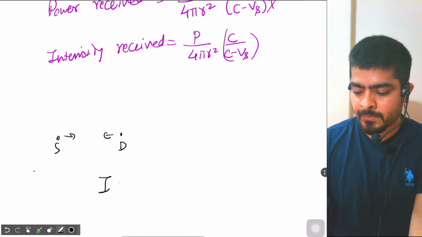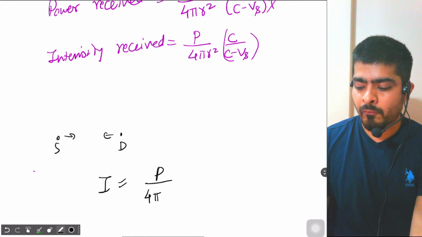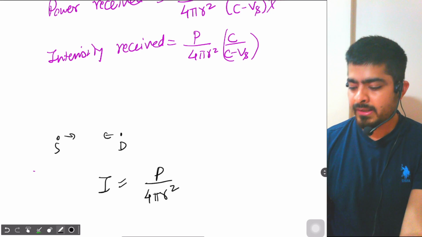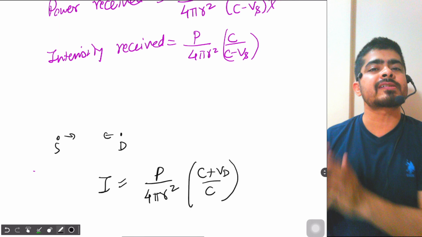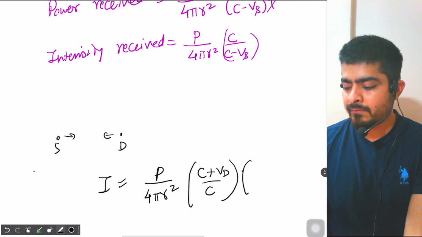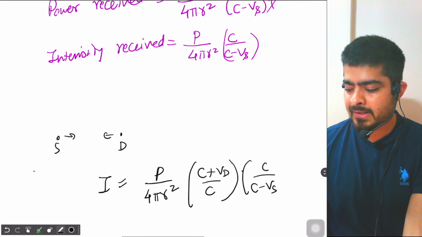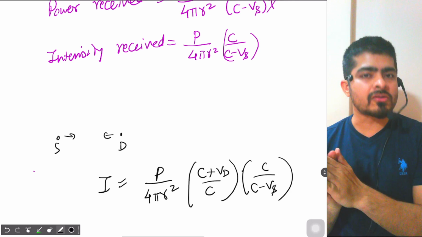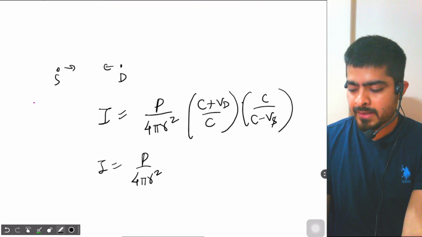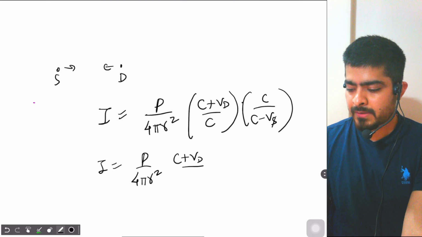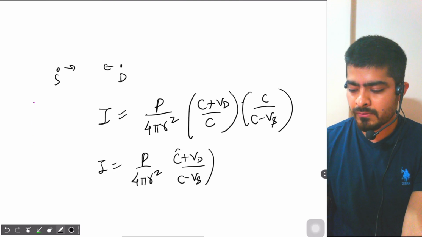So your intensity will be what? P by 4 pi r square is the original intensity. We multiply that with C plus Vd by C because detector is moving. And again we multiply that with C divided by C minus Vs because source is also moving. So your net formula will be P by 4 pi r square times C plus Vd divided by C minus Vs. Clear?